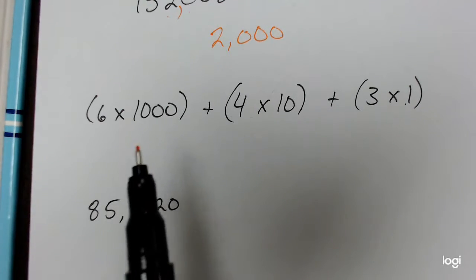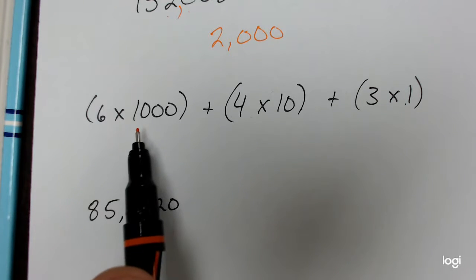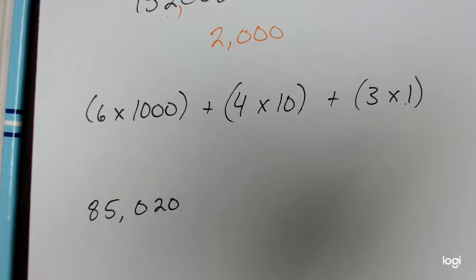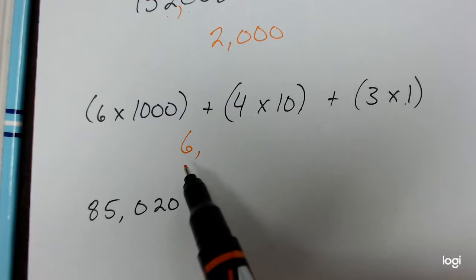When we are given expanded notation, we start with the furthest left number. The furthest left number is 6 times 1,000, or 6,000. So the first number I'm going to have is 6, comma, to show it's in the thousands place.